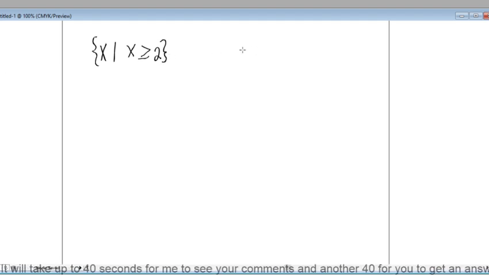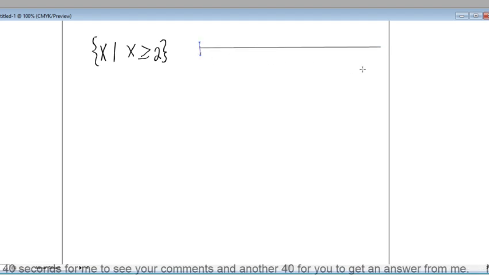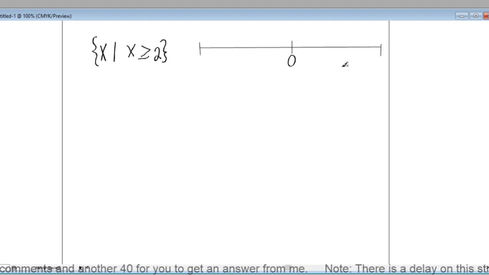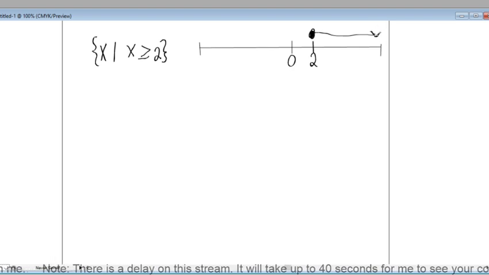So we can graph that. Our solution starts at 2, so 2 is about right here. We can be equal to 2, so we will use a solid dot. And x is everything bigger than 2. So there's our graph.